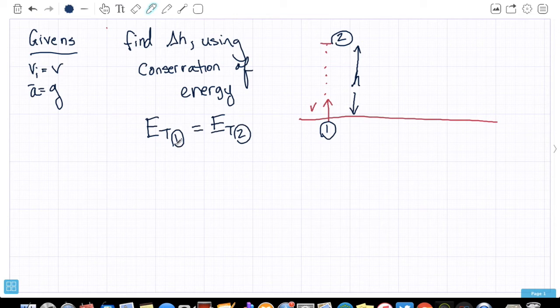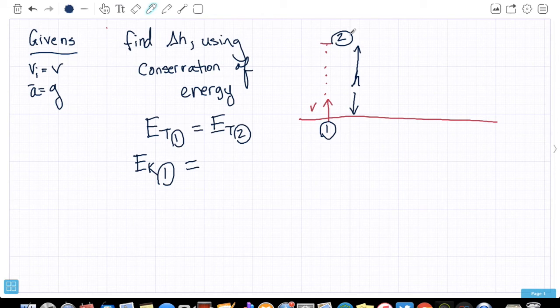And then I break this up into two energies. So at the bottom, I have kinetic energy, so that's Ek. And because the ground is my reference position, I don't have any potential energy. So that's ET1 is equal to Ek. And I'll say Ek1 to differentiate it from any kinetic energy that's up here.